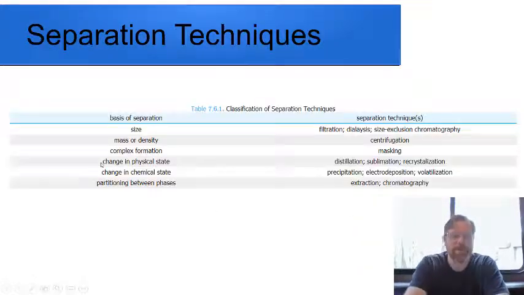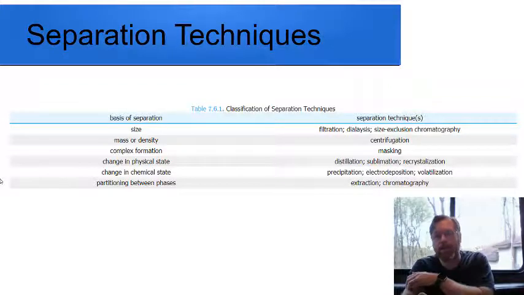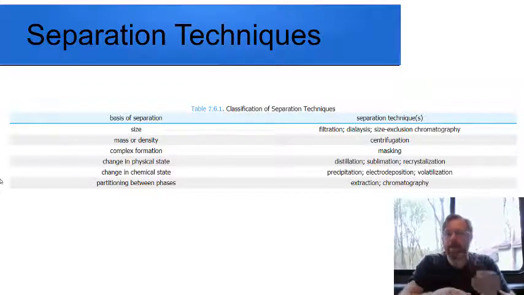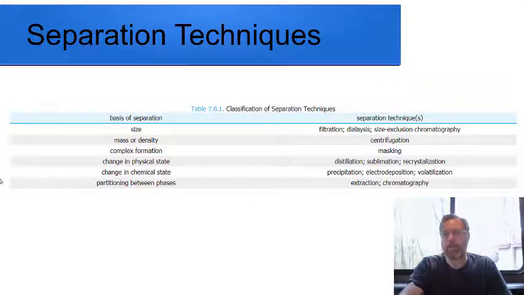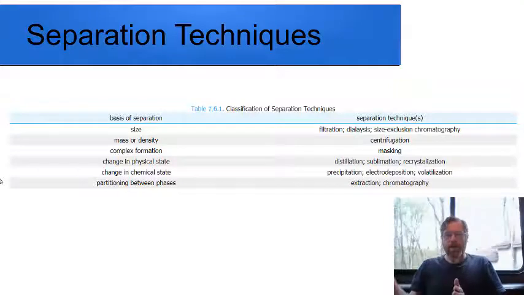Excuse me. Change in chemical state. Similar, you react, sort of like with masking. You react it with something that makes it more volatile, so it evaporates, or less soluble, so it precipitates. Something like that. Maybe you can electrodeposit one component and not the other. Last thing we've got is partitioning between phases, and we'll talk a bit about liquid-liquid extraction in a moment because that's a good example. Chromatography is another one, and we'll talk about chromatography a bit in a few days.